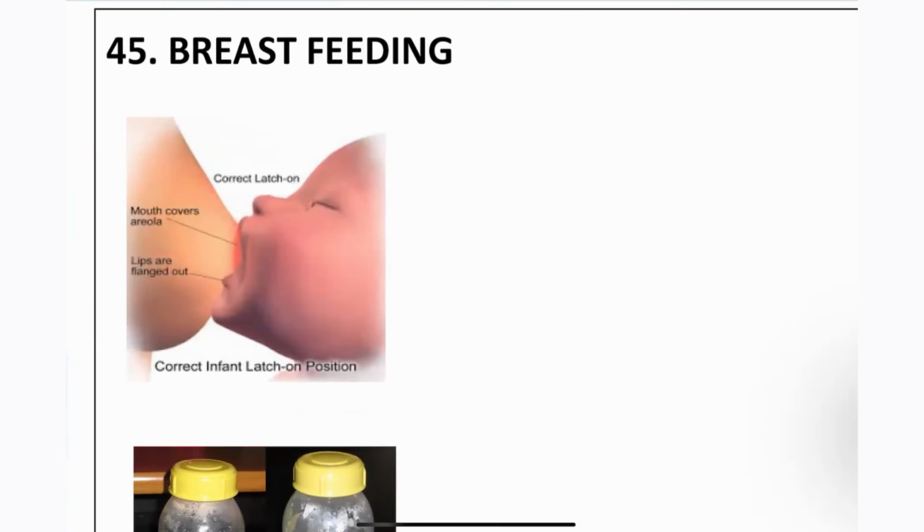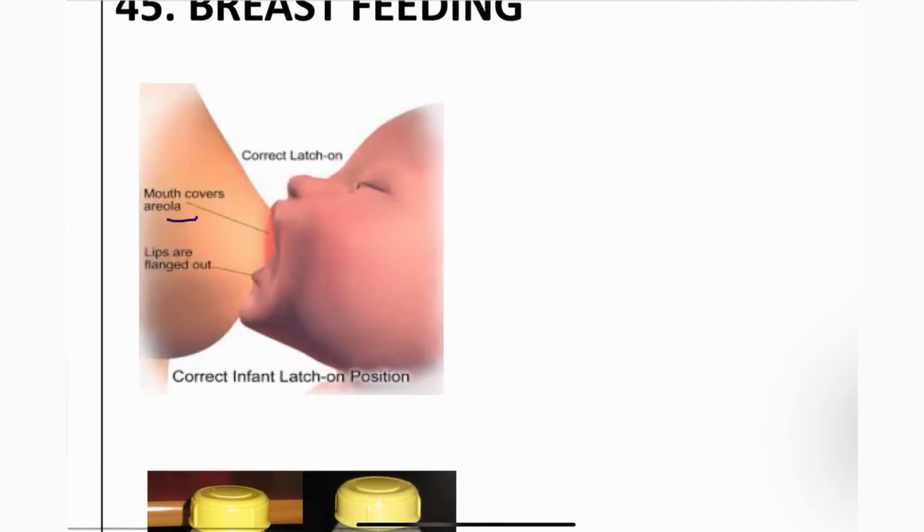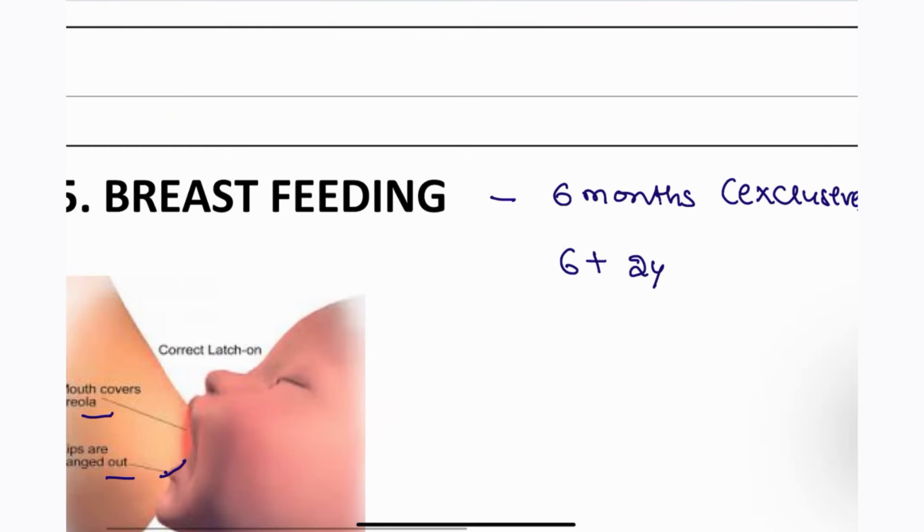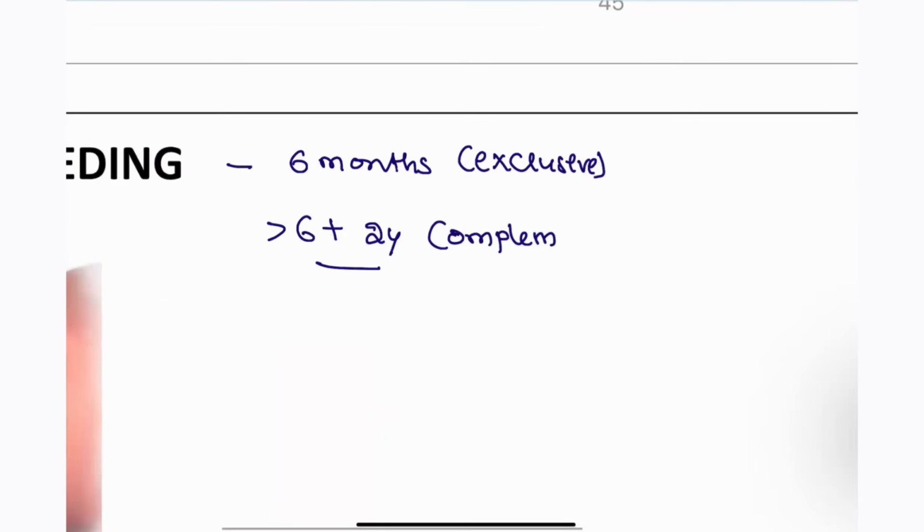Next, let's move on to breastfeeding. In breastfeeding, you have to see how proper breastfeeding is given for the patient. The mouth should cover the areola, and the lower lip should be flanged out, and this is the position that you have to maintain for the baby. Next, how many months is exclusive breastfeeding? 6 months is exclusive, and 6 months to 2 years is known as complementary feeding that we are going to start after 6 months.